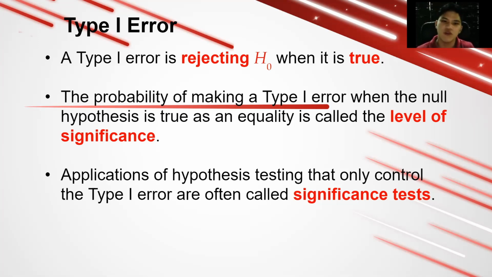The probability of making a type 1 error when the null hypothesis is true as an equality is called the level of significance. So that is what the equality means, wherein you make a type 1 error. It's called the level of significance. Applications of hypothesis testing that only control the type 1 error are often called significance tests.